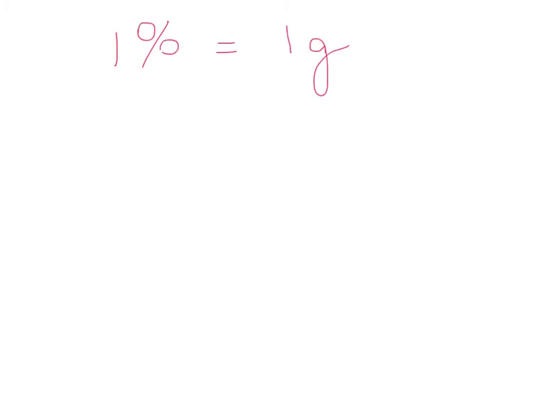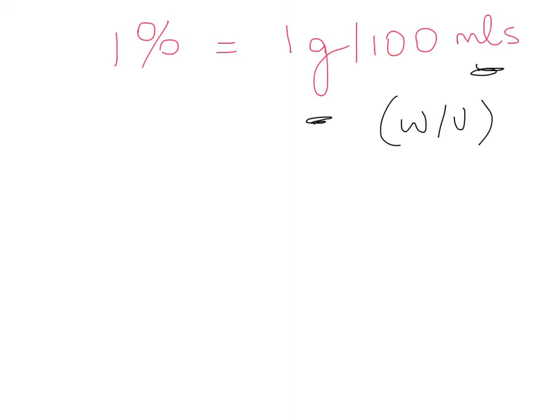An exam result you get when it's percent means out of 100. And it's the same here. You should be able to write down a key equation whenever you see this idea of percentages. And that equation is that 1% is equal to 1 gram in 100 mils. So we have a weight in a volume. That's the W/V that we've seen in the question. So you can always write down that equation: 1% is 1 gram per 100.